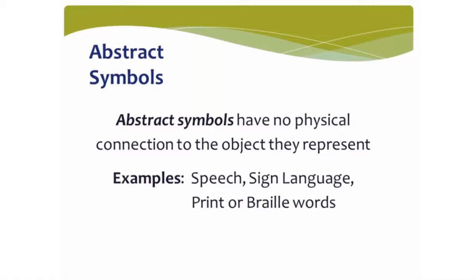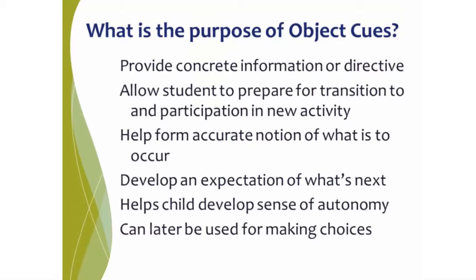But then abstract symbols don't really have a physical relationship to the object that they represent. Examples of abstract symbols include speech and sign language, print, or braille. Okay, that's all the way over there. Again, object cues are to provide information. I'm not going to read all these, but you can look at them quickly while we go through and show you some.